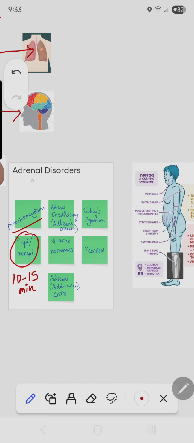The other disorder of the adrenal glands is adrenal insufficiency, and remember we talked about a secondary adrenal insufficiency before. This is actually the primary. This is a problem with the adrenals themselves, and this is called Addison's disease. Addison's disease is a deficiency in the adrenal cortex hormones, pretty low cortisol levels. It usually is an autoimmune destruction of the cortex. Sometimes you can get tumors or hemorrhage with this.